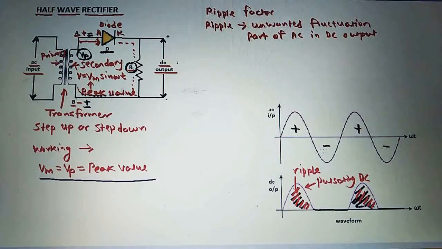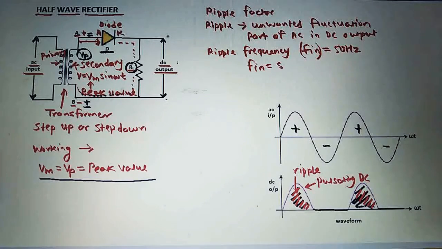The ripple frequency is same as the frequency of AC input, and here we are getting the output during only a positive half cycle. So in case of a half wave rectifier, the ripple frequency, that is denoted by this Fin, is equal to 50 Hertz. So in half wave rectifier, the ripple frequency is equal to 50 Hertz.